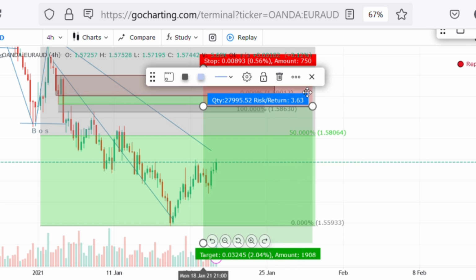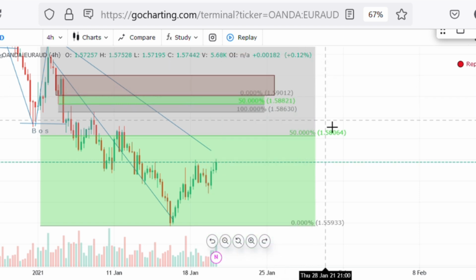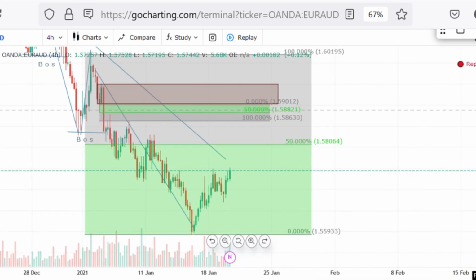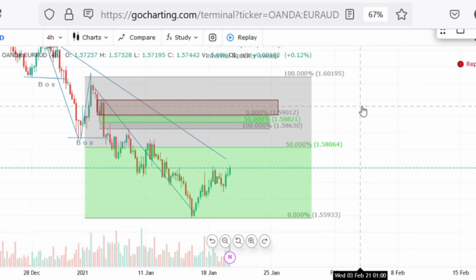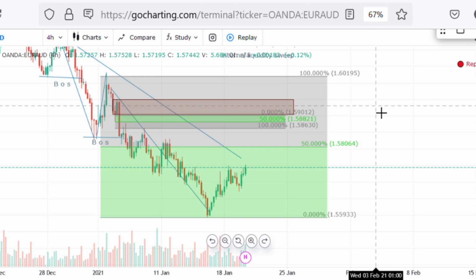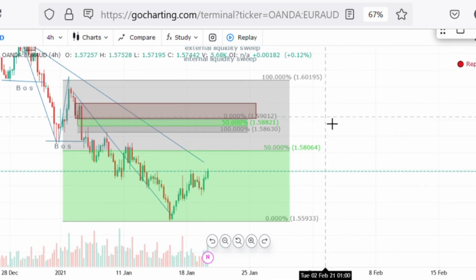Let me remove one of the tools here. Let me show you how to counter trade this market. Counter trading means that you can buy when the market is going down. Though you are not fighting against the trend, you are only counter trending. It's called counter trading. So let me show you how to counter trade this type of market.